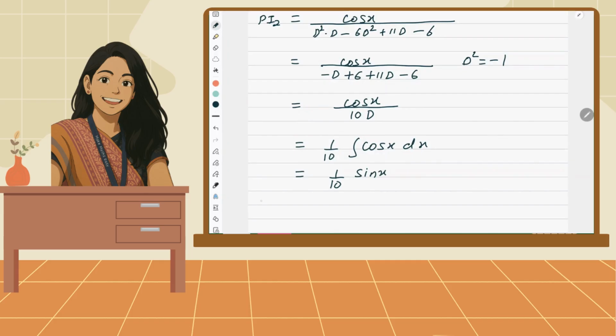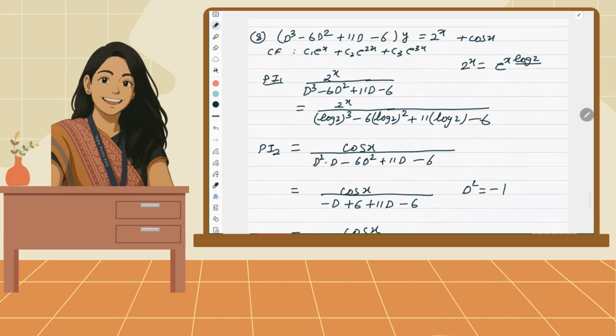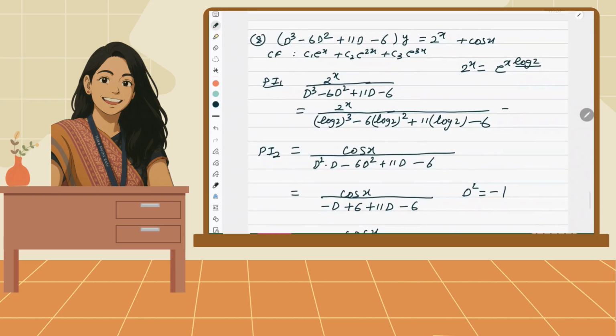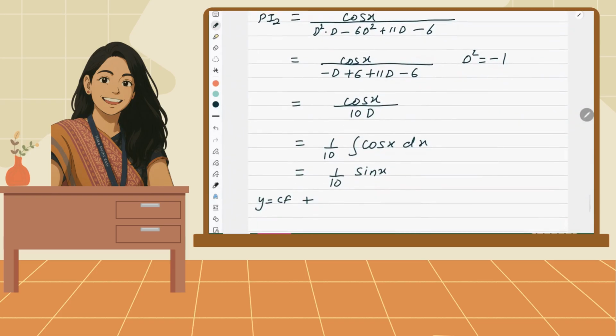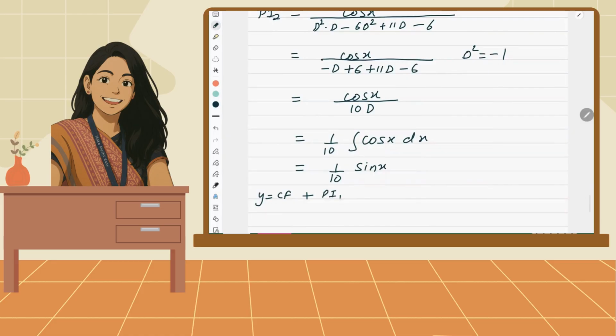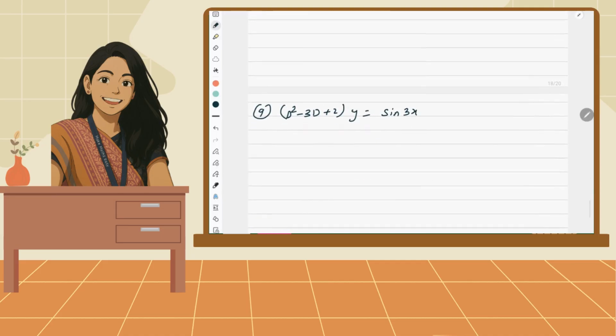So my final answer will be y is equal to CF, which I have already written there, plus PI1. Now what is my PI1? PI1 is this one. Okay, and then PI2. So you should put the values, but if you are getting late in the exam, you don't have time, you nicely mention which one is PI1, PI2, highlight it and then you can write down or leave your answer like this. Okay, let's see the next question.